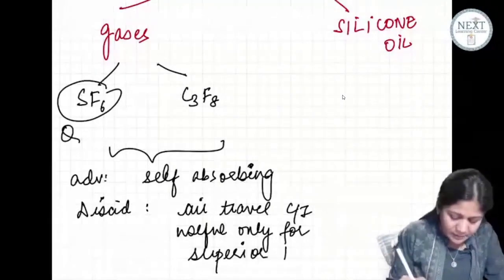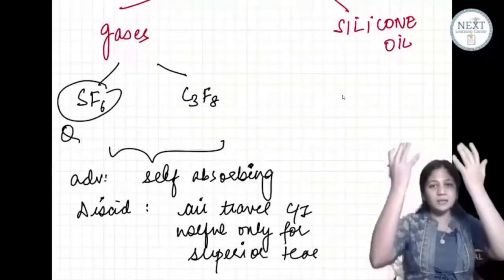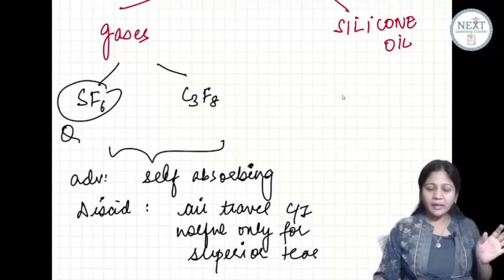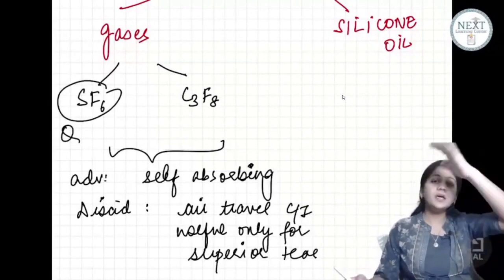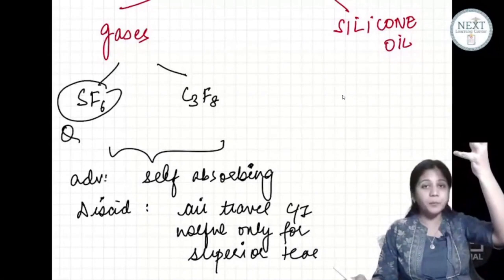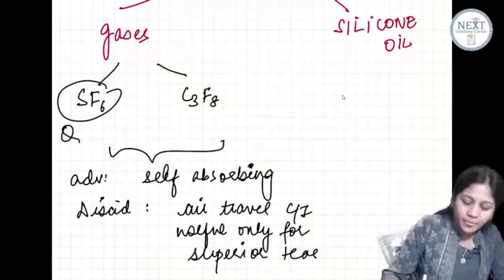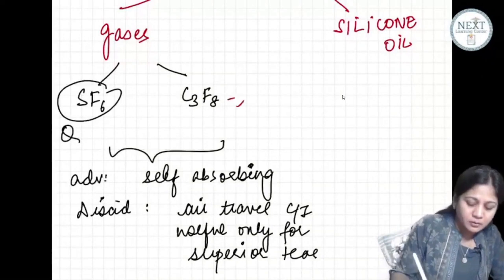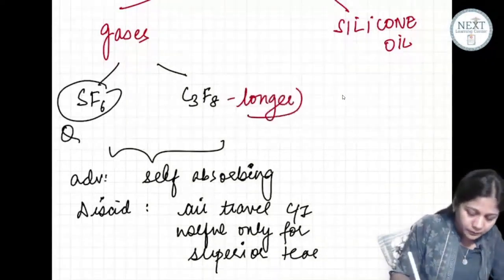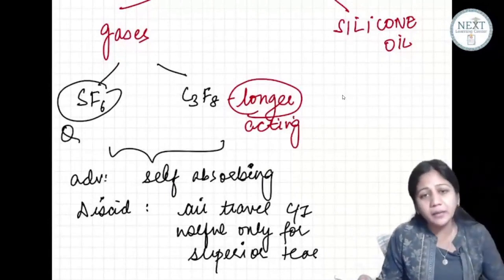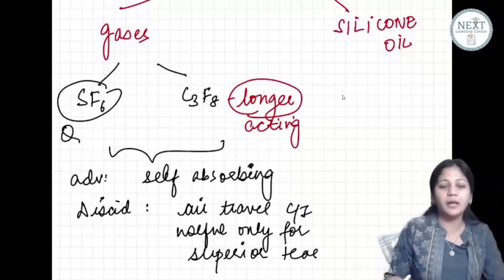What is the tendency of gases? Gas goes upward, right? So only if you have a superior tear, then gas will give tamponade. Otherwise gas will be of no use. Please remember this much. SF6 is shorter acting, C3F8 is longer acting.